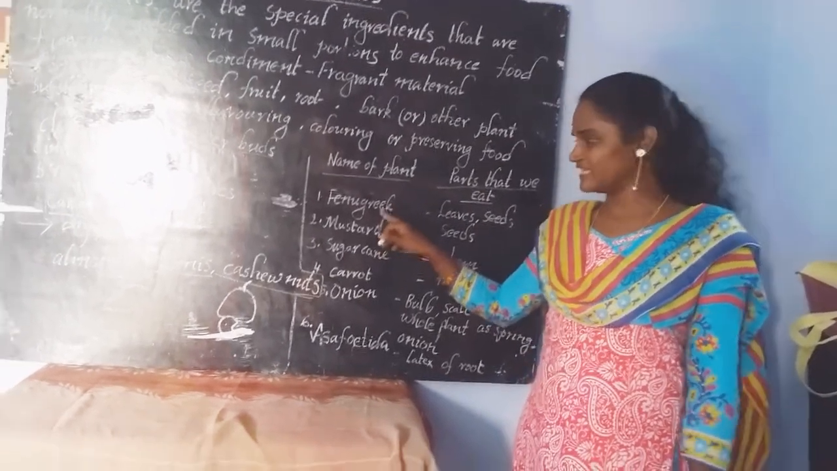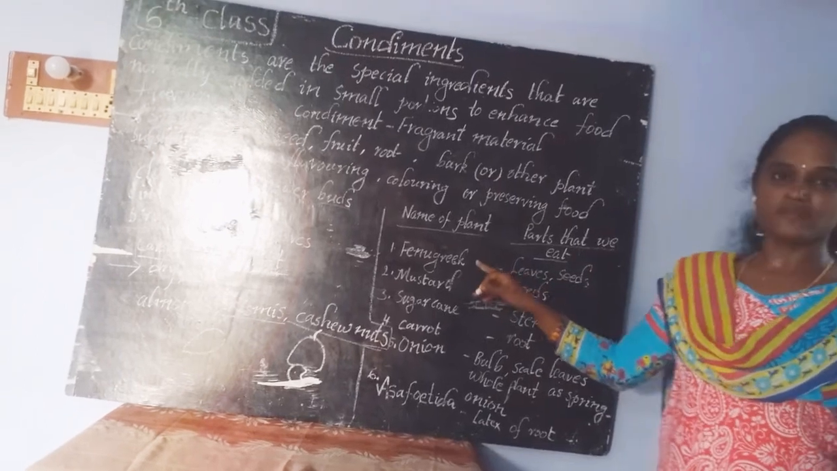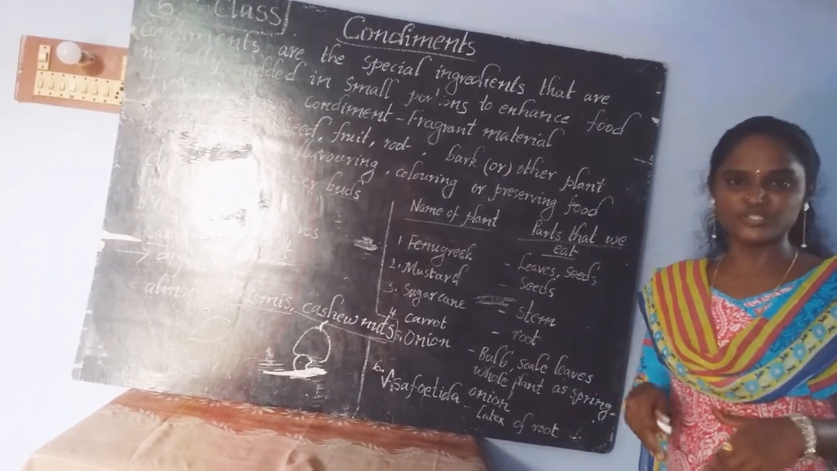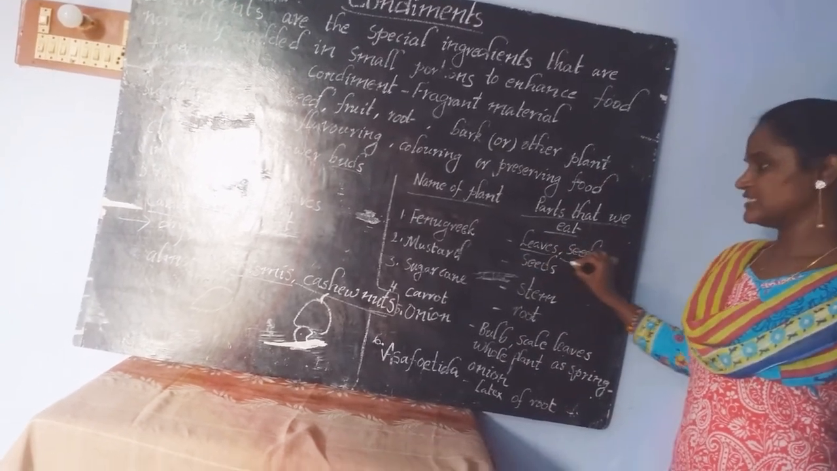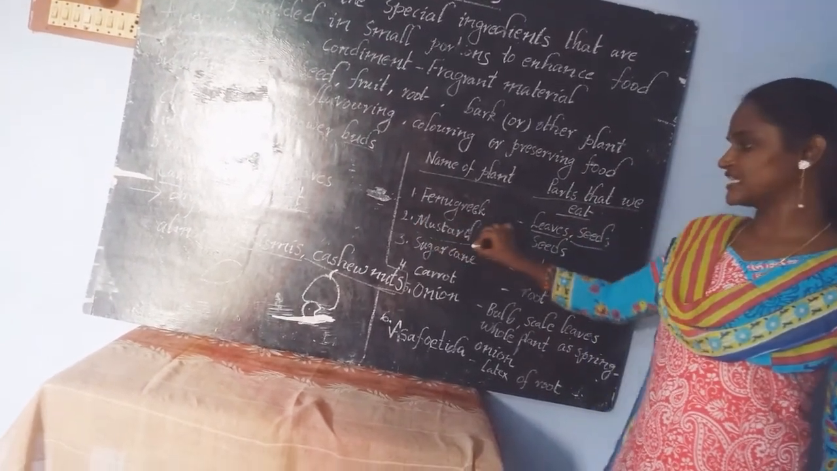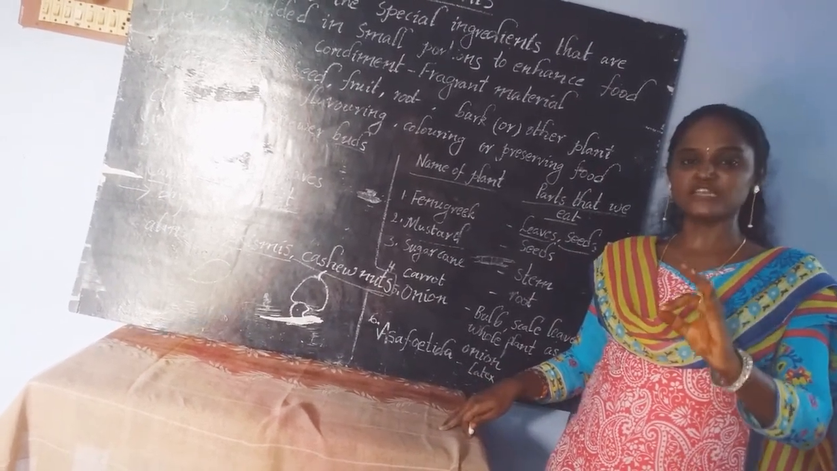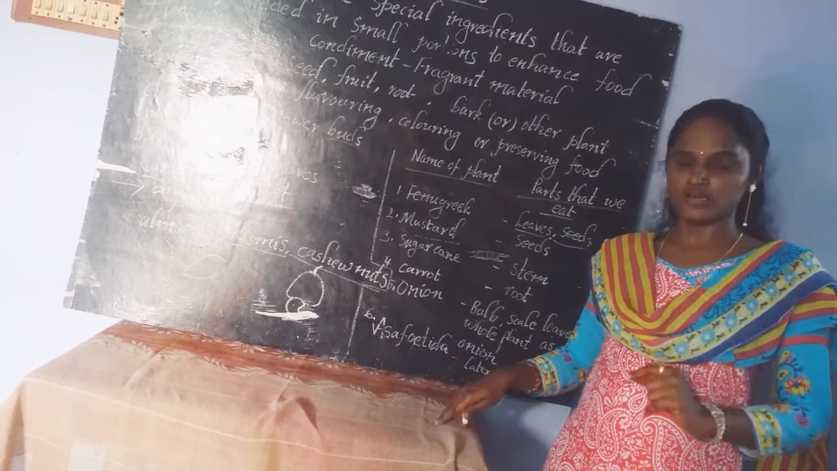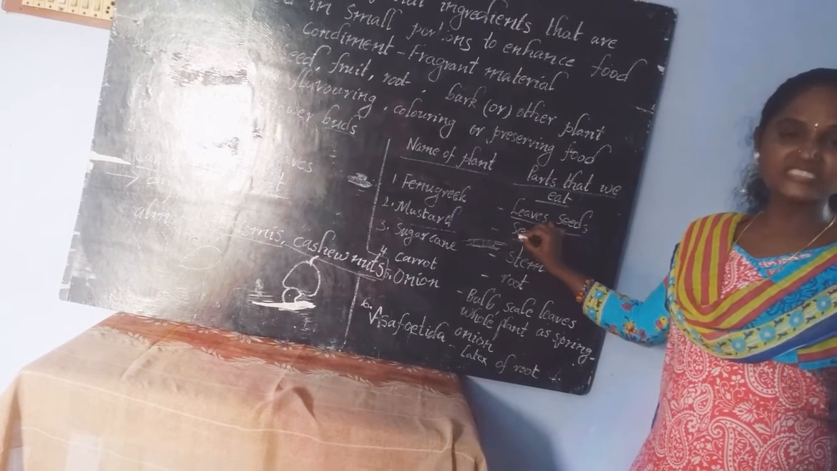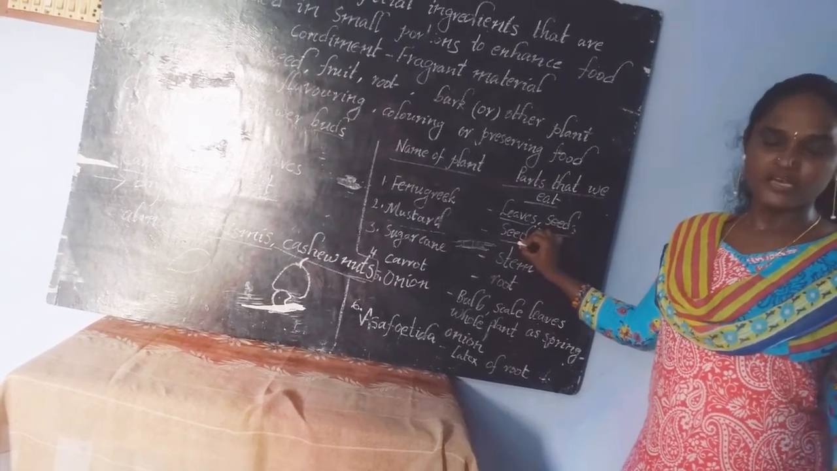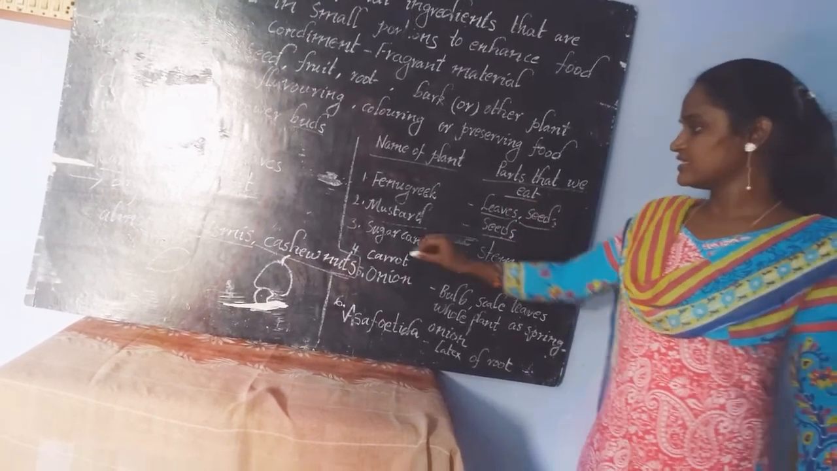Okay, you may get an idea by listening to this. Menthulu. Fenugreek means menthulu in Telugu. What part of that plant are we consuming? That is leaves and seeds. If we talk about mustard, in Telugu we call it avalu. What part are we using as our food? Seeds, mustard seeds. In the preparation of all curries, your mother may use mustard seeds.